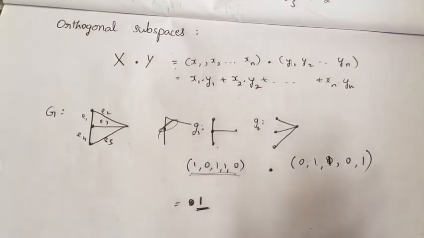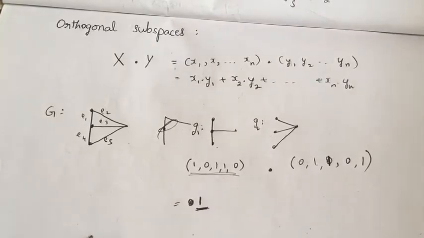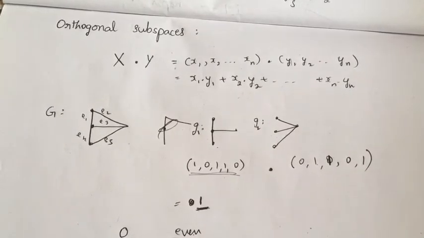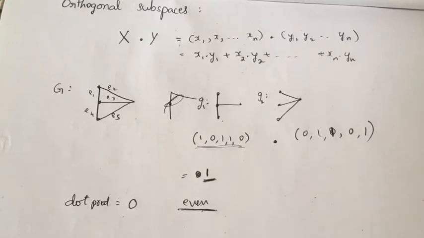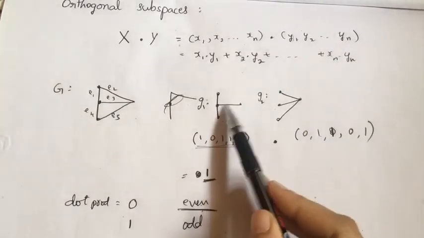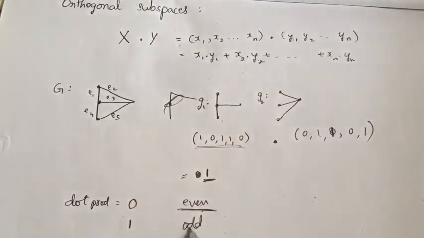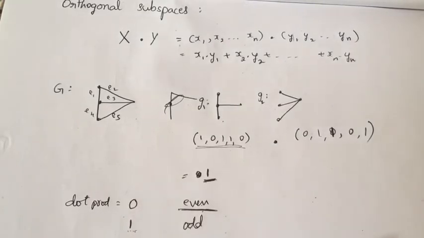In fact, there is a theorem which states that the dot product of two vectors, one corresponding to the subgraph G and the other to G dash, is 0 if the number of edges common to G and G dash is even. If the number of common edges is even, then the dot product is 0. If the number of common edges is odd, then the dot product is 1. In this case, the number of common edges is 1, therefore the dot product is 1.